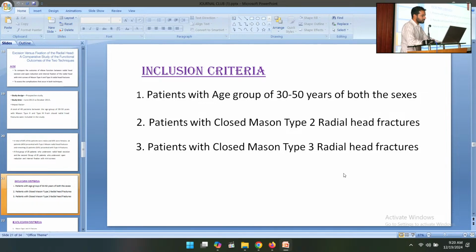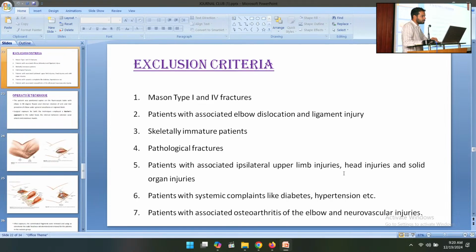Inclusion criteria: patients in age group 30 to 50 years of both sexes, with closed Mason type 2 radial head fracture, and with closed Mason type 3 radial head fracture. Exclusion criteria: Mason type 1 and type 4 fracture, patients with associated elbow dislocation and ligament injury, skeletally immature patients, pathological fractures, patients with associated ipsilateral upper limb injuries, head injuries and solid organ injury, patients with systemic complaints like diabetes, hypertension, and patients with associated osteoarthritis of the elbow and neurovascular injury.